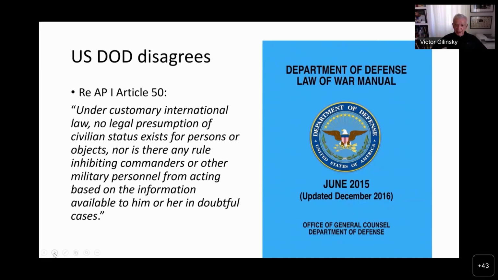What the Law of War Manual says: under customary international law, no legal presumption of civil status exists for persons or objects, nor is there any rule inhibiting commanders or other military personnel from acting based on the information available to him or her in doubtful cases. So it's left up to the commanders. You can understand this point of view, and at the same time, the question remains, do we want to leave it this way, or do we want to join with many other countries in putting a harder prohibition on interpreting doubtful cases to be facilities to be warlike or individuals to be combatants.